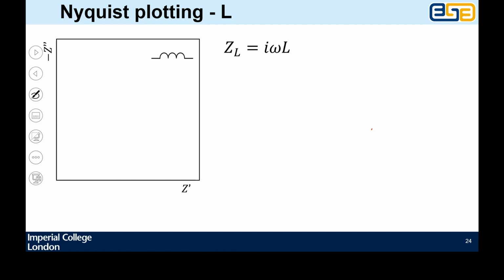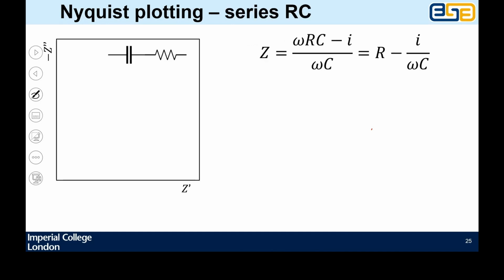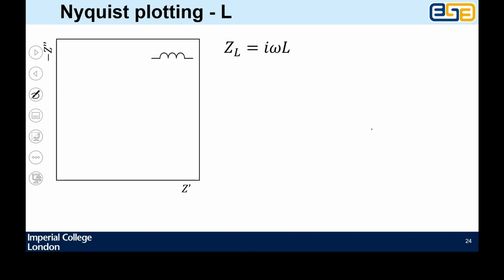Do this limits analysis. Okay, I will describe it in vivid terms. For the inductor, as omega goes to 0, clearly i times omega L is 0. And as omega goes to infinity, i times infinity L is going to be a very big number. It's going to be i infinity. So that's now just a vertical line, but going down.